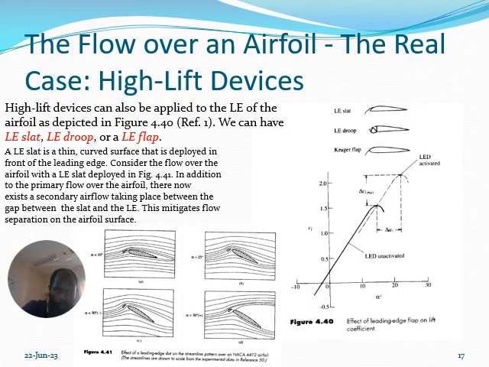Another high lift device is a leading edge slat or droop or leading edge flap. The leading edge is here, and this is the trailing edge. The first one we saw is a trailing edge flap, which you can deploy like this. And we said one of the downsides of using a trailing edge flap is that it decreases the angle of attack that you reach before there is stall.